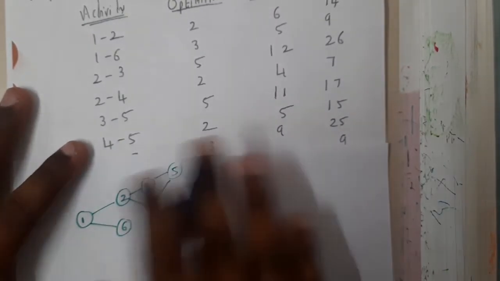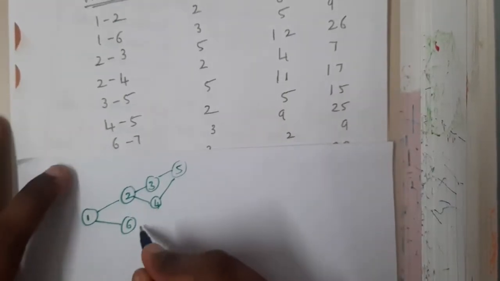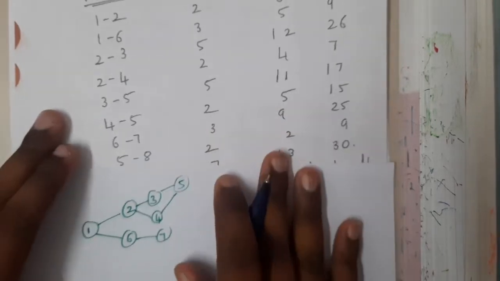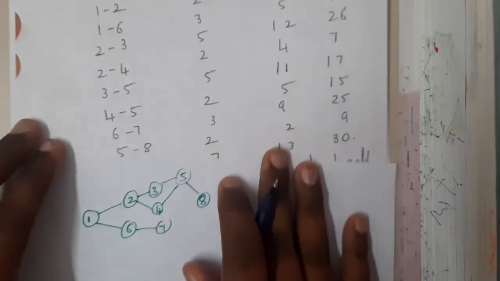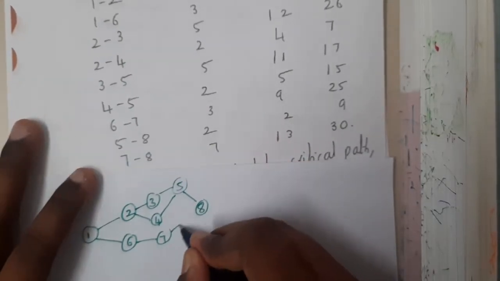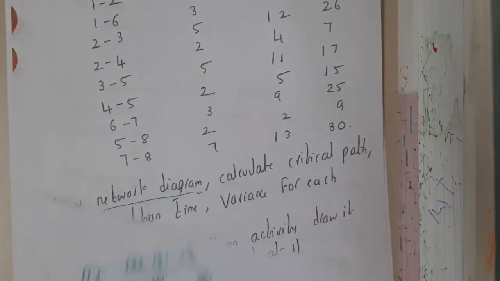Just give me a second. From 6 you can go to 7, right? Yes, from 6 let us go to 7. From 5 you can go to 8. From 7 you can go to 8. So these are all the activities which are given, right?